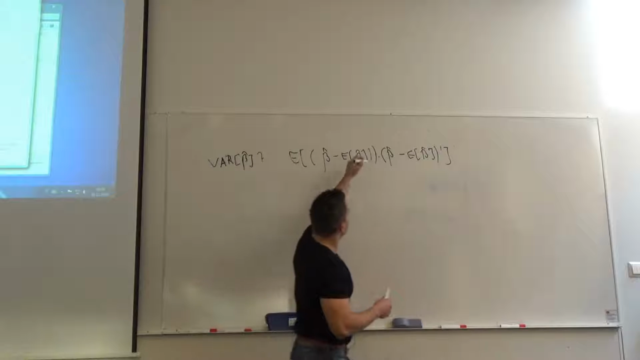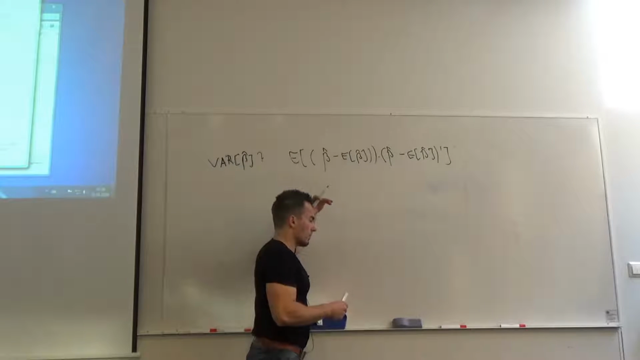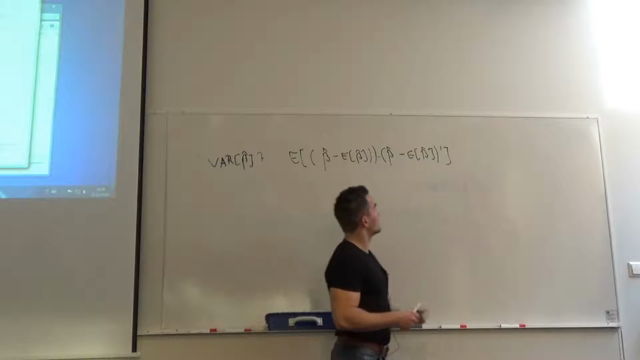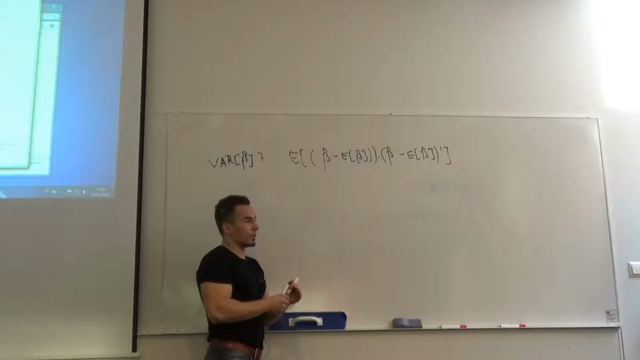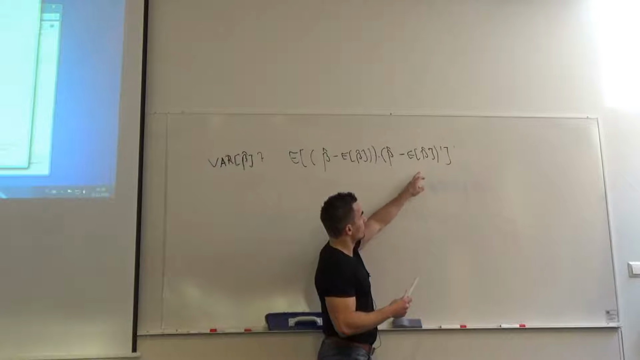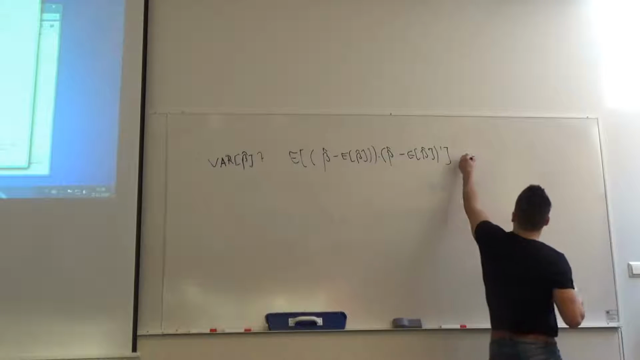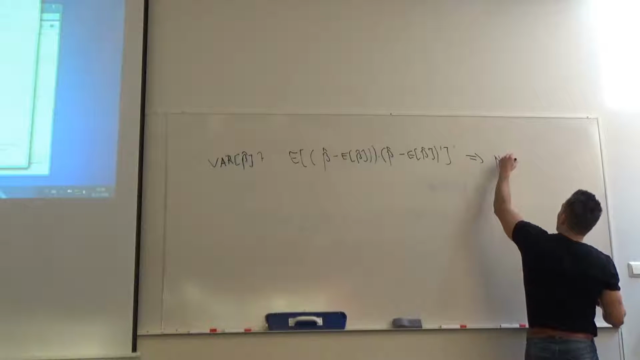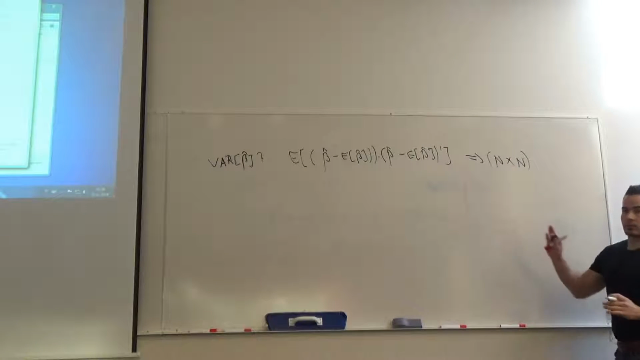Wait, this has to be transposed, right? It's k by 1, k by 1, 1 by k. Yeah, this has to be transposed, that's correct. So what we would get is an n by n matrix here. It's n by 1 times n by 1 transposed, which is 1 by n, so what comes out here is the n by n matrix, because we have n regressors in our regressor matrix X.